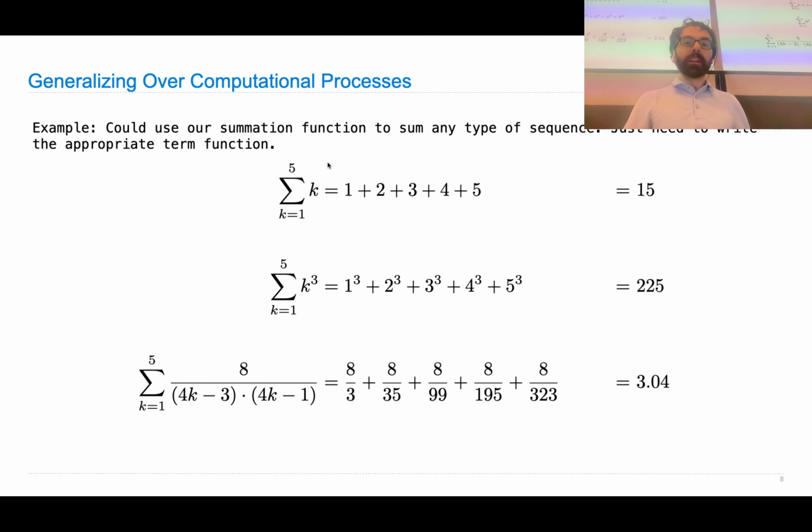Okay? So for example, we could use that summation function, that thing that I gave you as a puzzle, to sum any type of sequence. The only thing we need is a term function that will give me the next term in the sequence. So for example, if I want to sum the first so many natural numbers, then I just need a function that returns the natural number. So term would just be return x. This is the one that we did in our puzzle, return the cube. But we could sum other stranger series, like this series, by just defining a function that returns 8 over 4k minus 3 times 4k minus 1, and we could use that to compute this value. And we could use that same summation function over and over, we just have to write a different term function.